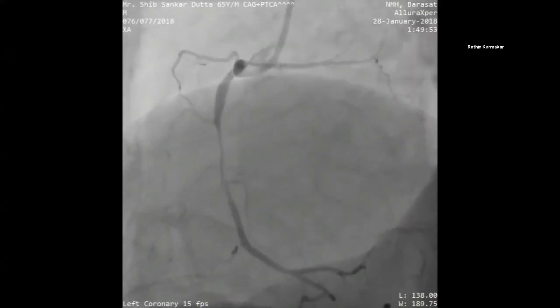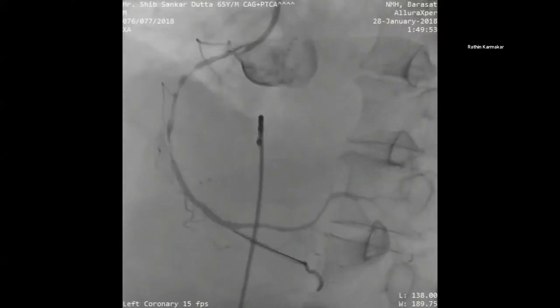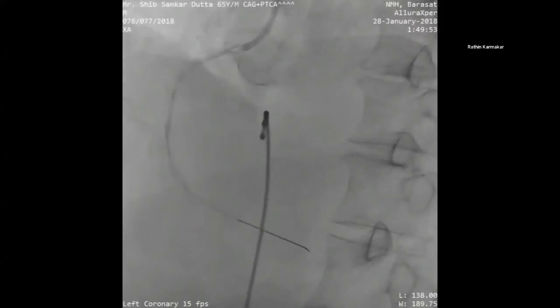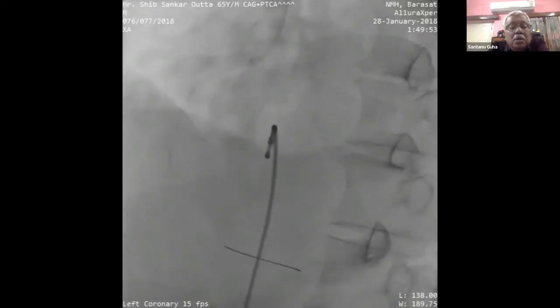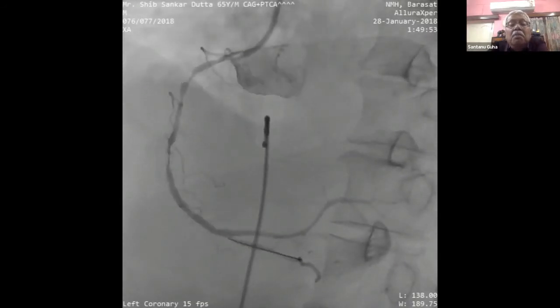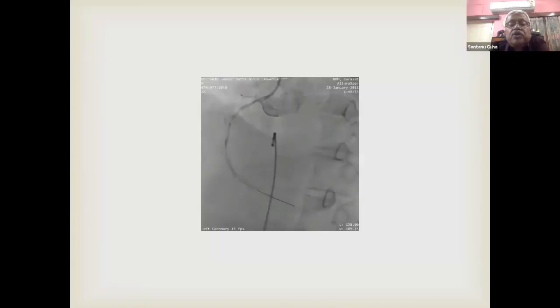But okay, go ahead, just look at the ballooning shots. I have ballooned the mid part. Okay, it's a long segment. After that, you should see the shot. So what is happening in the proximal part? Now, proximal part, just go to the previous shot.